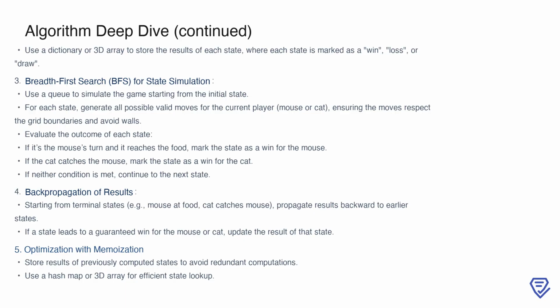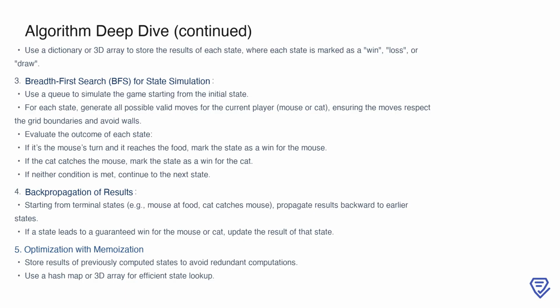The game state is stored in a data structure, such as a dictionary or a 3D array, where each state is classified as a win, loss, or draw. To simulate the game, we use a breadth-first search, or BFS, approach. A queue is employed to explore the game states step by step, starting from the initial configuration. For each state, we generate all valid moves for the current player, ensuring that the moves stay within grid boundaries and avoid walls. Then, we evaluate the outcome of these moves. For instance, if it's the mouse's turn and it reaches the food, that state is immediately marked as a win for the mouse.